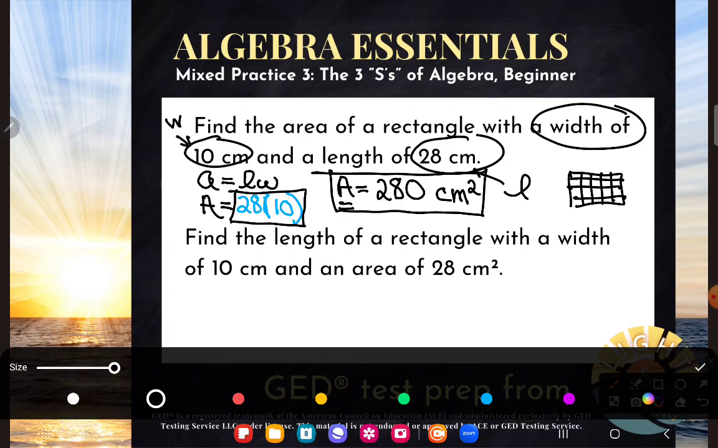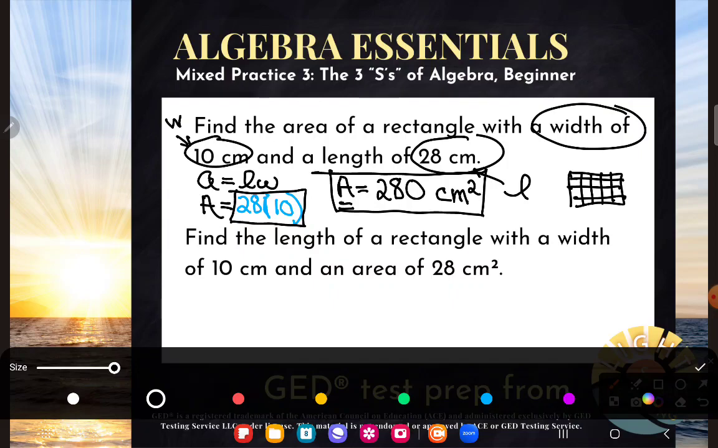Nice. Next example. Find the length of a rectangle with a width of 10 centimeters and an area of 28 square centimeters. Now, I wouldn't say most, but a lot of newbie students would do this problem the exact same way and get the exact same answer. And I'm like, you guys, it's not the same question. It's not. So let's take a look at how this is, yes, similar, but not the same problem.